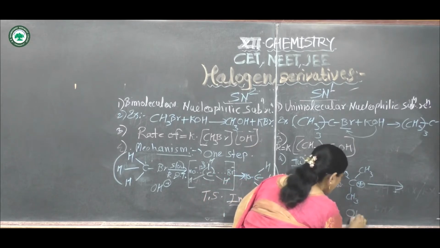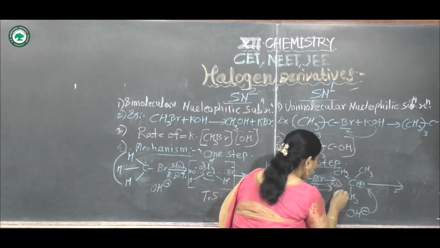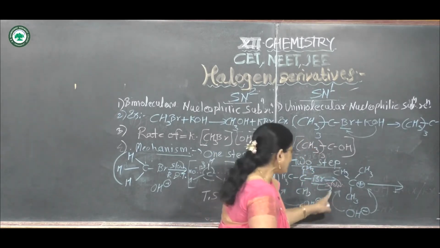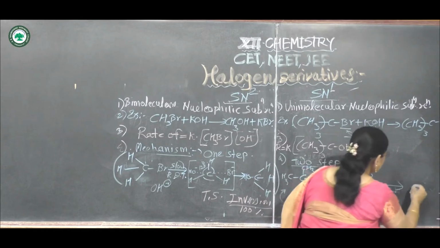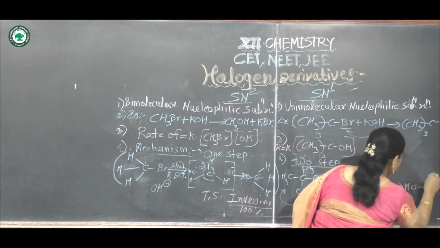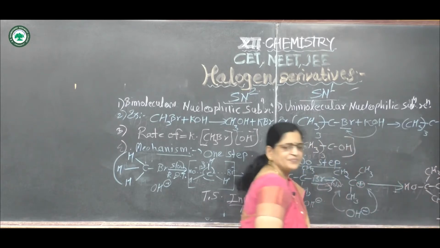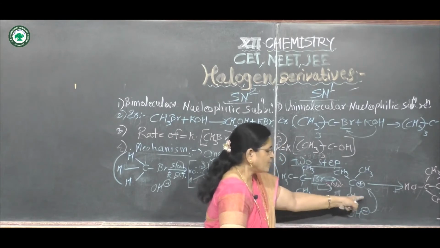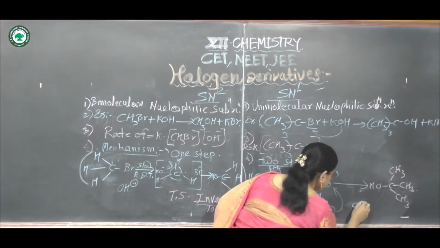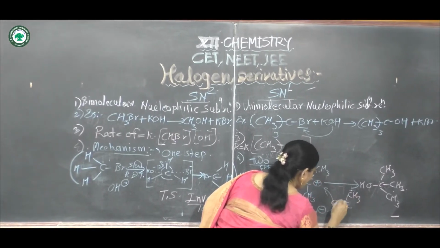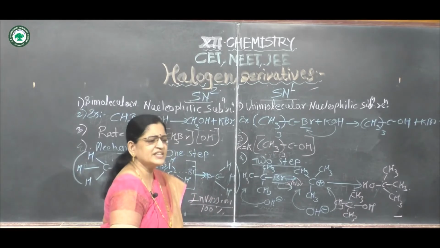this OH minus ion can attack from both sides, that means from the front side or from the back side. If it attacks from the back side, then it gives a product, CH3, CH3, CH3 with OH. This is one product. Then if it attacks the carbonium ion from the front side, it gives a product, CH3 thrice and OH minus ion. This is called inversion in configuration.